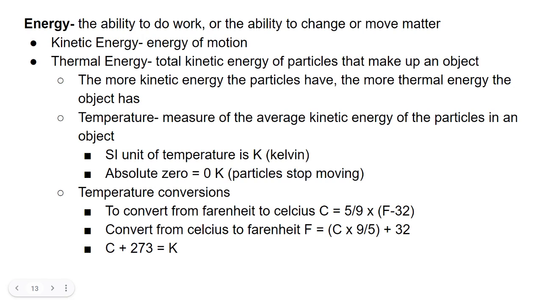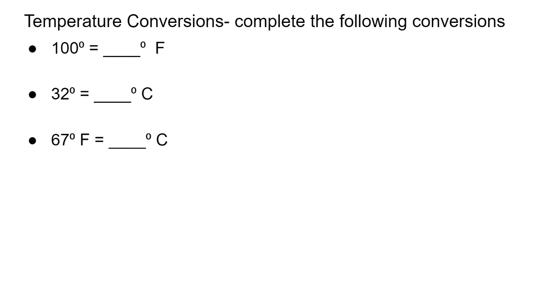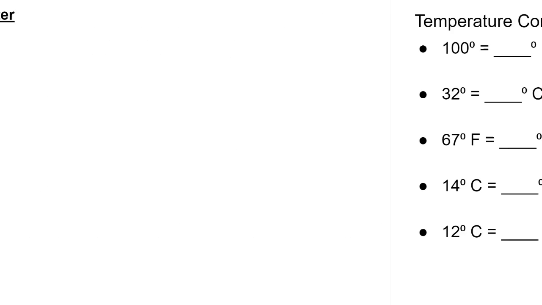To convert to Kelvin, I take my Celsius temperature and I add 273. So 0 degrees Celsius is actually 273 Kelvin. So you can see how cold 0 degrees Kelvin is, or absolute zero, which is negative 273 degrees Celsius. That's really cold. This page just has some conversions on it. I want you to practice those, and we'll go over those together in class.